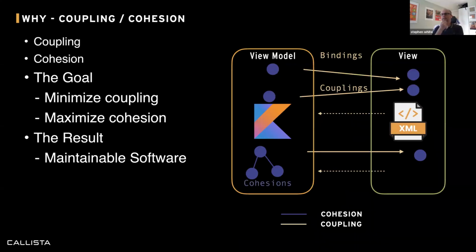But the main thing is this business of coupling over cohesion. I mean, the goal in any kind of good software engineering, or software design, is that we want to minimize coupling. We want to maximize cohesion.